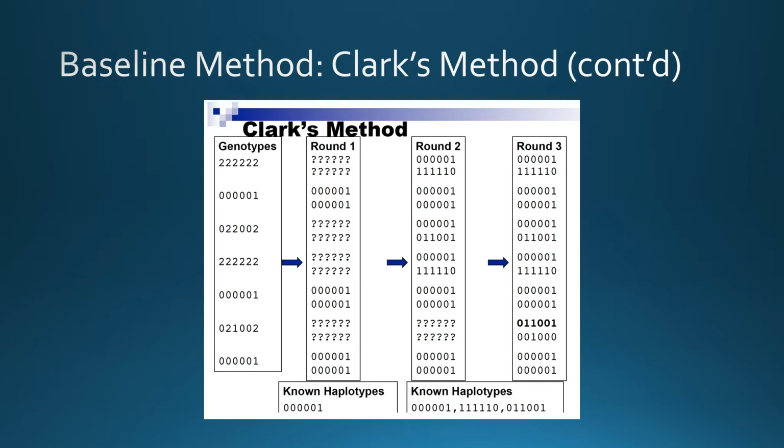We start off with a list of genotypes on the left, and in the first round we add to the known haplotypes the ones that we can resolve since they're unambiguous. With each subsequent round, we compare the remaining ambiguous genotypes to the list of known haplotypes, and we can iteratively figure out what the remaining haplotypes are.